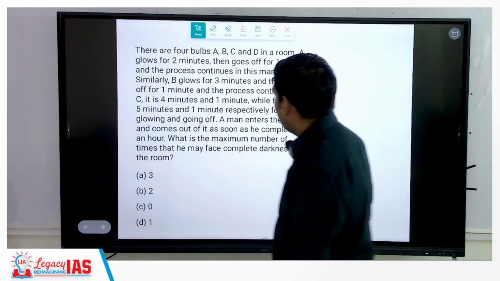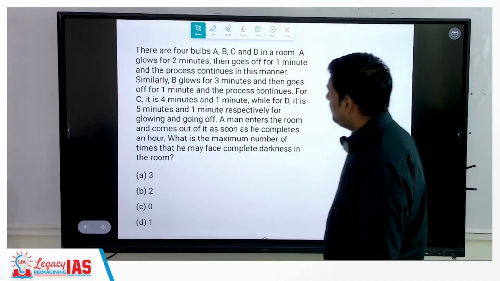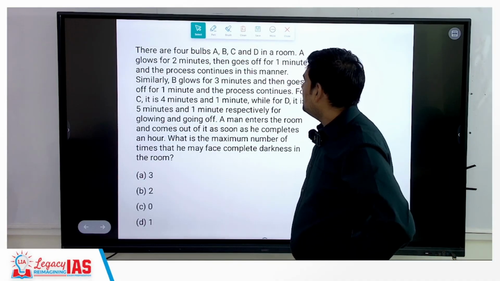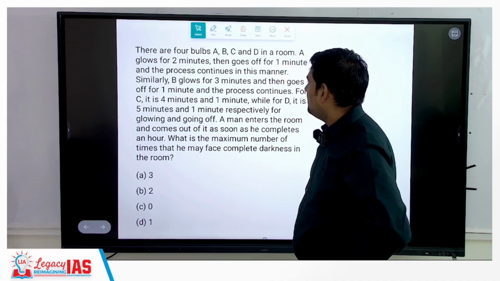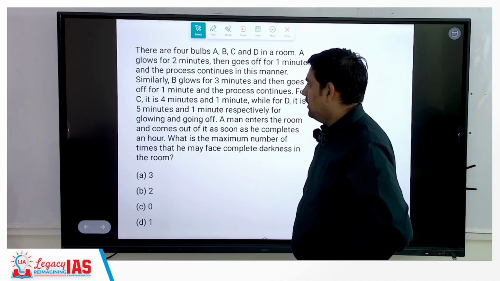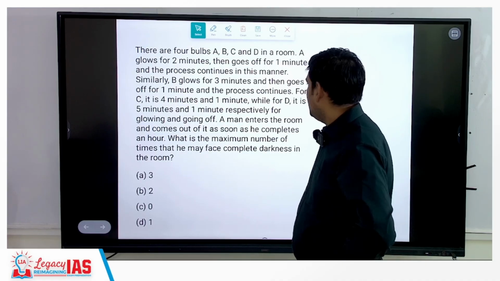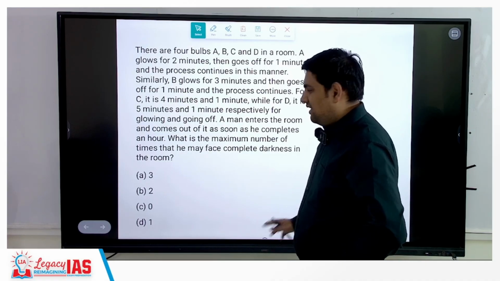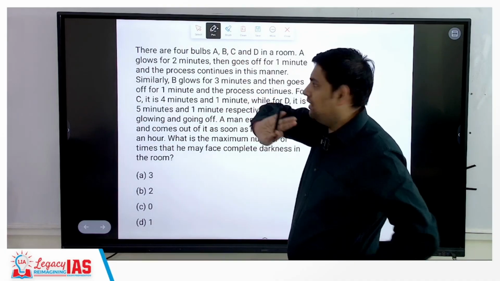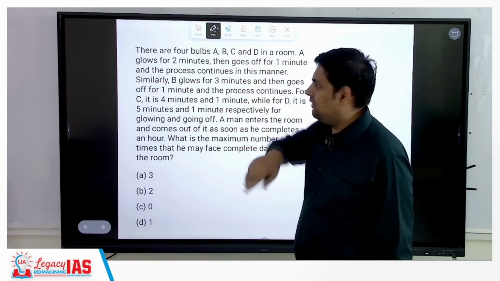There are 4 bulbs A, B, C, D in a room. A glows for 2 minutes, then goes off for 1 minute, and the process continues in this manner. Similarly, B glows for 3 minutes and then goes off for 1 minute, and the process continues. So, understand this. We'll understand for one and then expand for others.